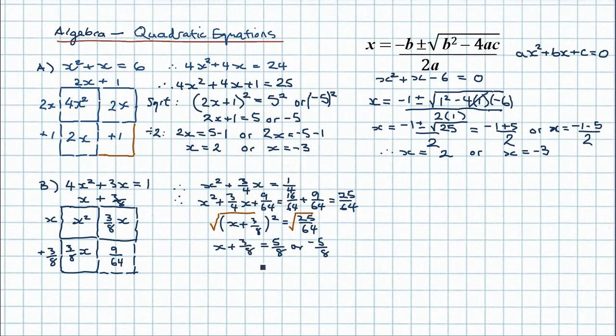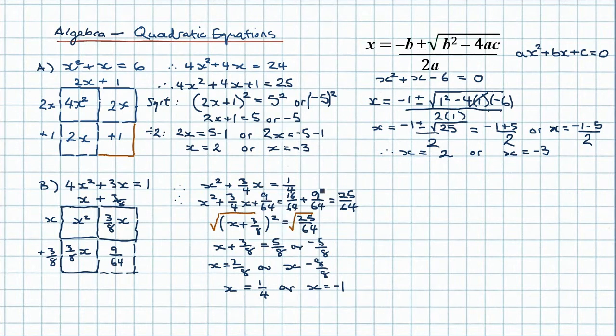Okay, and if I subtract 3/8 from both sides, I'm going to end up with x. Either x equals 5/8 minus 3/8, in other words 2/8, or I'm going to get x equals minus 5 minus 3/8, in other words minus 8/8. And so here are my answers. x equals 2/8, which simplifies to 1/4, or x equals simply minus 1. Good, so that's completing the square. Now what we're going to do is use the quadratic formula. Let's see how that works out.